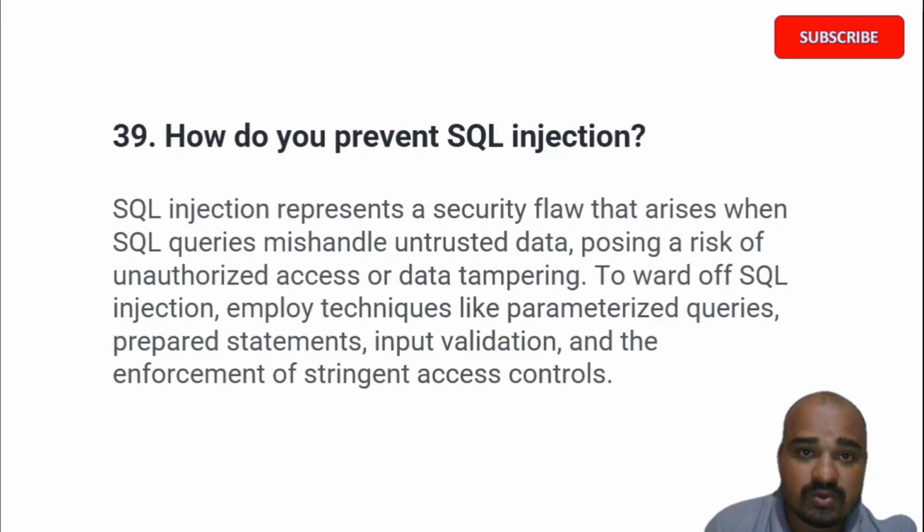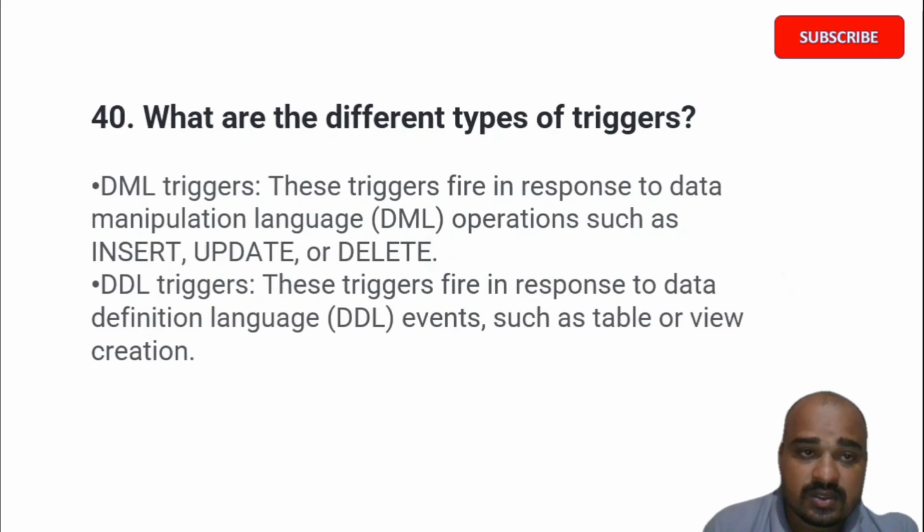Question number 39. How do you prevent SQL injection? SQL injection represents a security flaw that arises when SQL queries mishandle unstructured data, posing a risk of unauthorized access or data tampering. To ward off SQL injection, employ techniques like parameterized queries, prepared statements, input validation, and the enforcement of strict access controls.